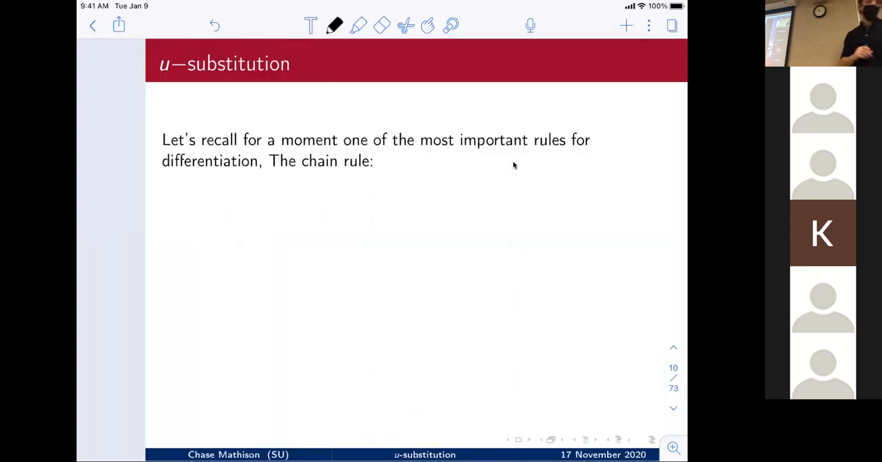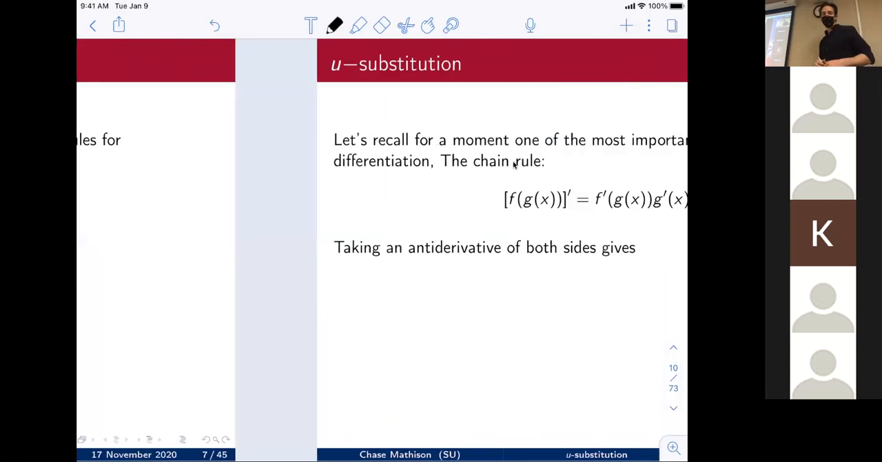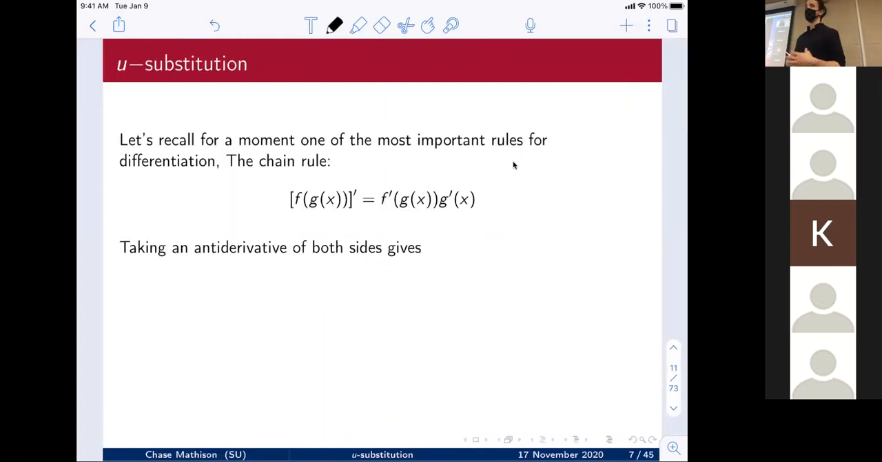Cool. All right, so that brings us to u substitution. We've talked about different integration rules. They're all based on a corresponding differentiation rule. One that we haven't talked about yet is the chain rule. Recall that the chain rule is just, if I want to take the derivative of a composition of functions, f of g of x, then you end up with f prime of g of x times g prime of x. The derivative of the outside evaluated at the inside times the derivative of the inside.